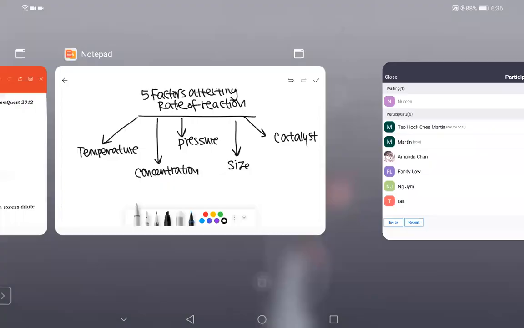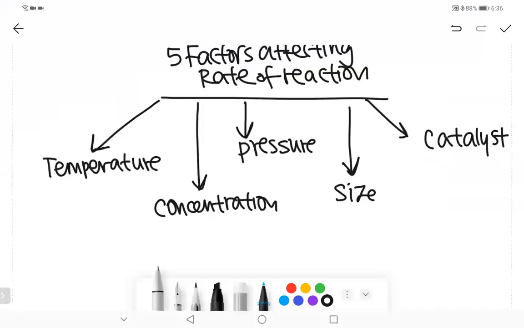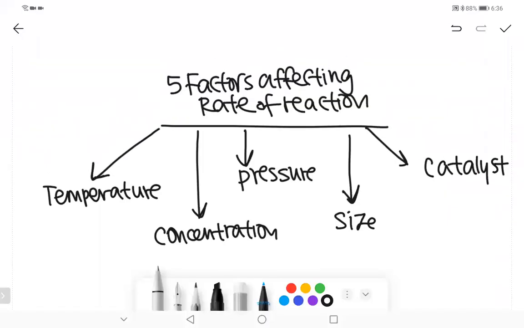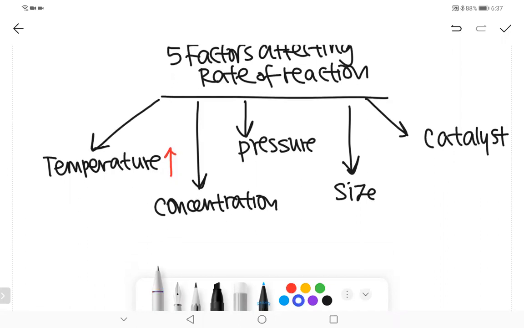Now, first of all, we need to know how these 5 factors affect the rate. Let's start with temperature. When temperature increases, when we use a higher temperature, our rate also increases. In other words, when temperature is higher, the reaction is faster.